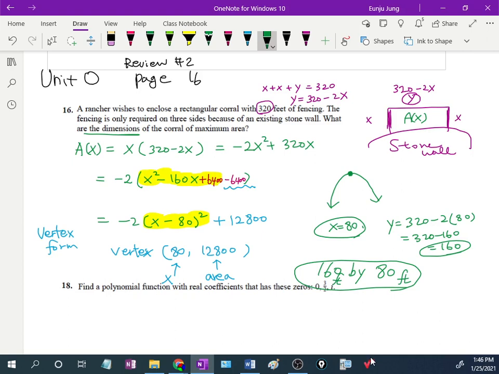Any questions? Question number 15 is about the completing the square technique, okay? So 15 and 16 together review the quadratic functions.